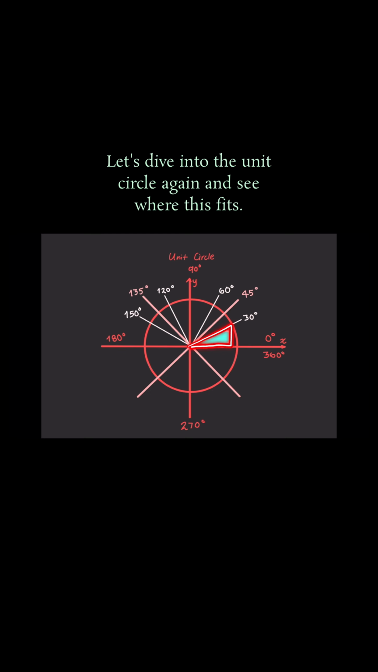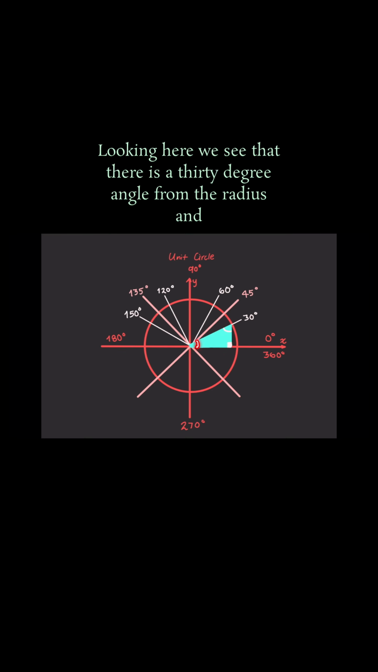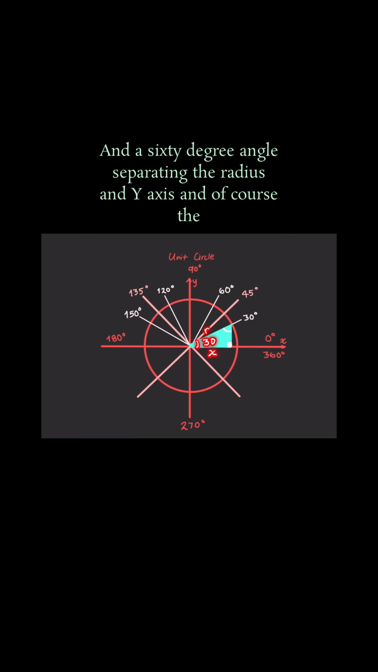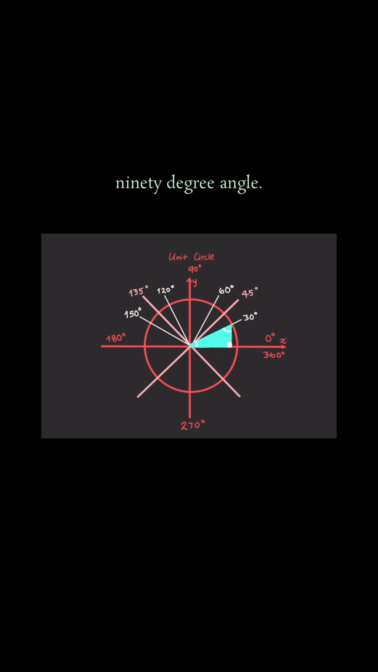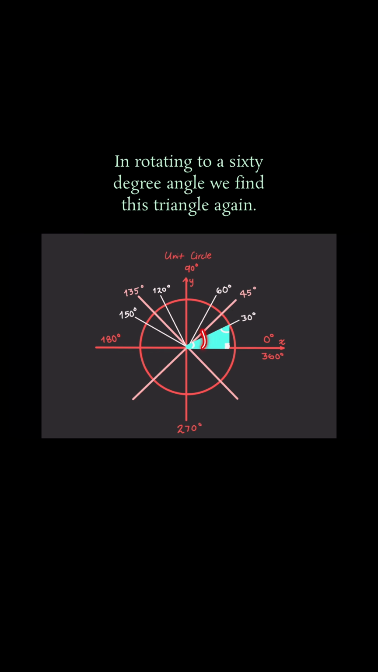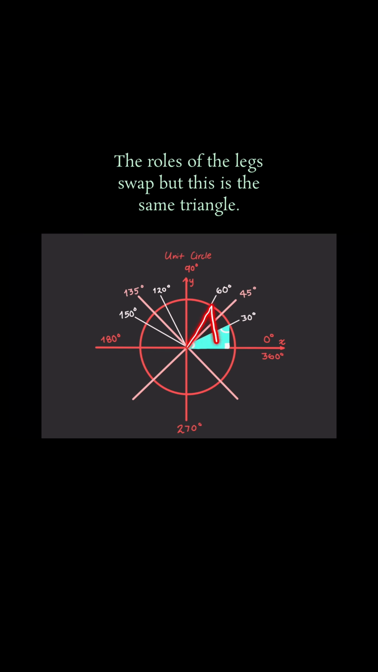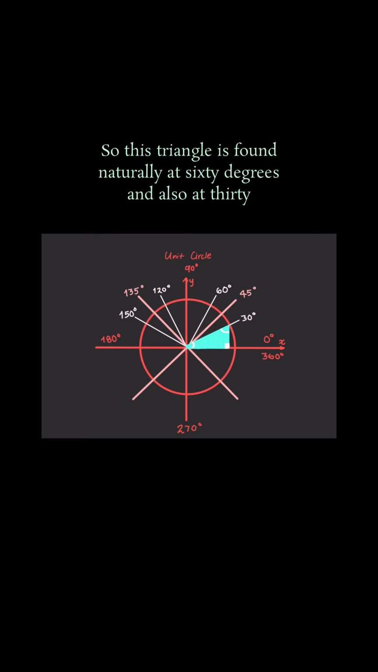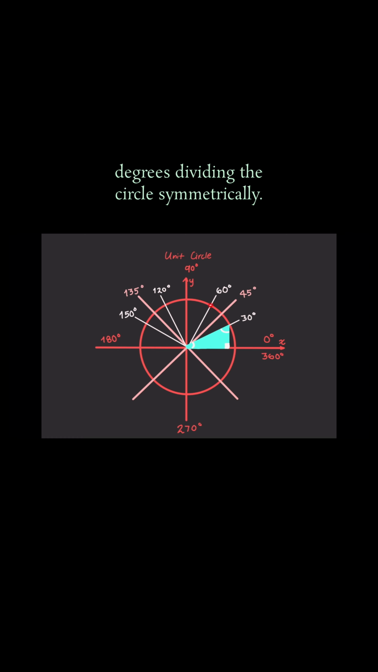Let's dive into the unit circle again and see where this fits. Looking here, we see that there is a 30-degree angle from the radius and the x-axis, and a 60-degree angle separating the radius and y-axis, and of course, the 90-degree angle. And rotating to a 60-degree angle, we find this triangle again. The roles of the legs swap, but this is the same triangle. So this triangle is found naturally at 60 degrees and also at 30 degrees, dividing the circle symmetrically.